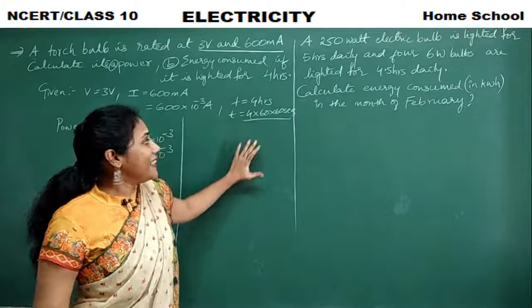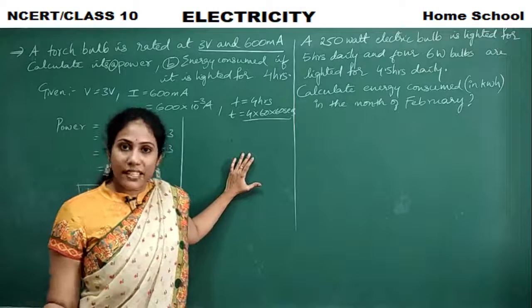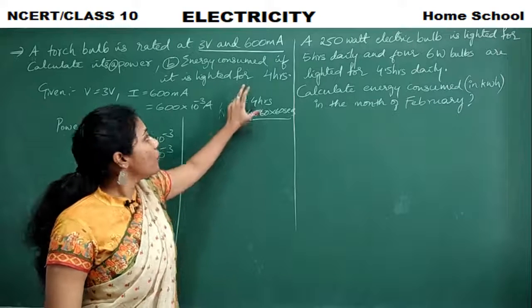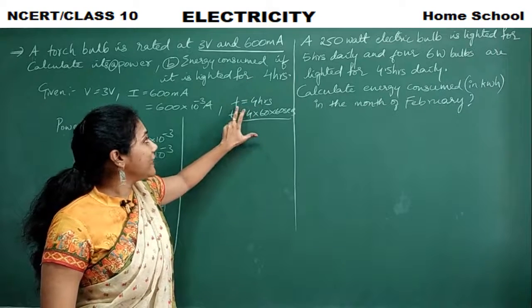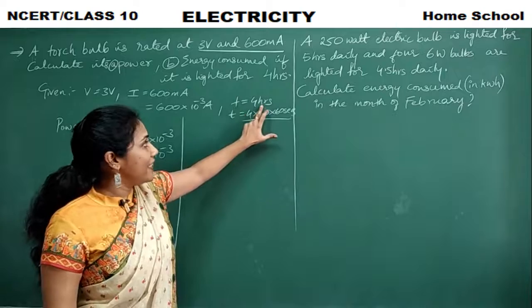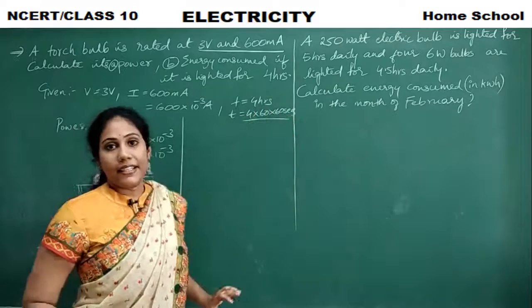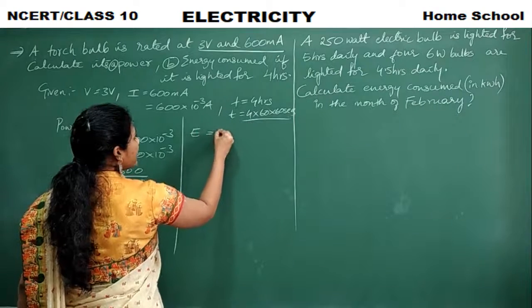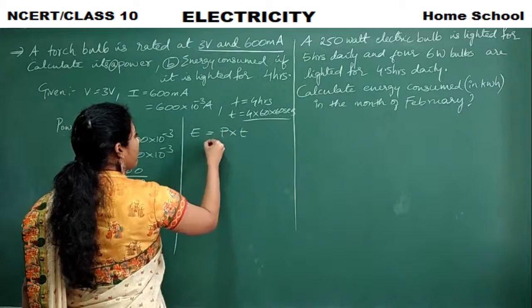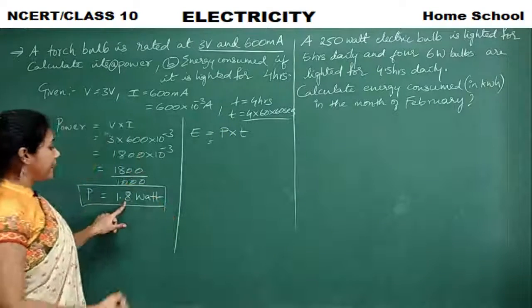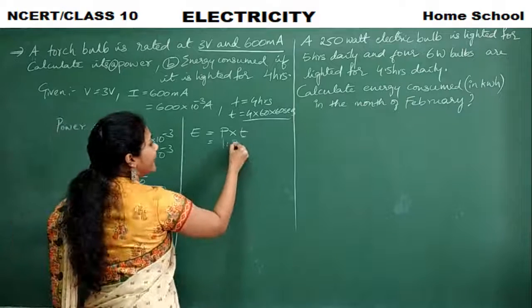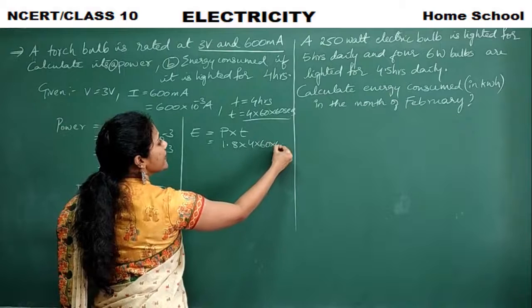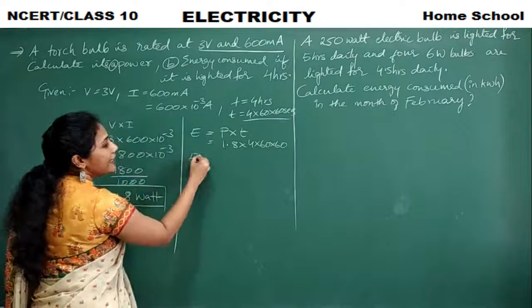First, I am calculating it in joules. I'll show both the ways. Okay, I am calculating this in joules. See, for that I have converted the time which was there in hours into seconds. Clear? So what is the formula for energy? Energy is equal to power into time. Power we have calculated here. So it is 1.8 into time, 4 into 60 into 60, right? So what is the energy we will get?